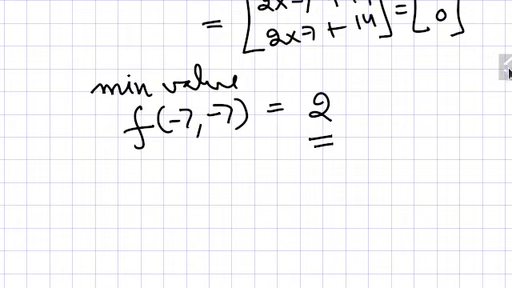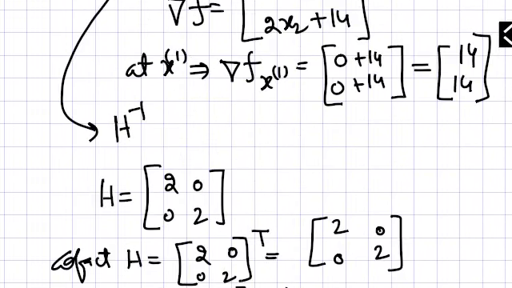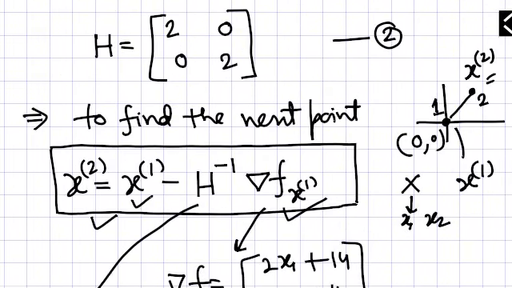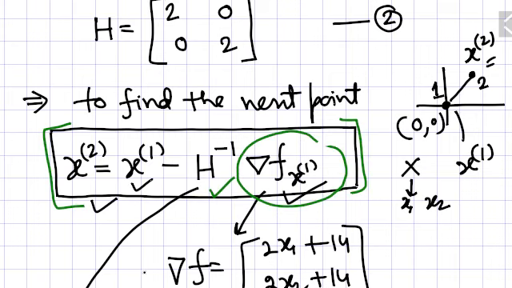So this way our method completes here, and you will remember that this is the formula used in Newton's method: the inverse of the Hessian matrix and the gradient of the function at the current point, and then it will give you the next point. So we end this class here.